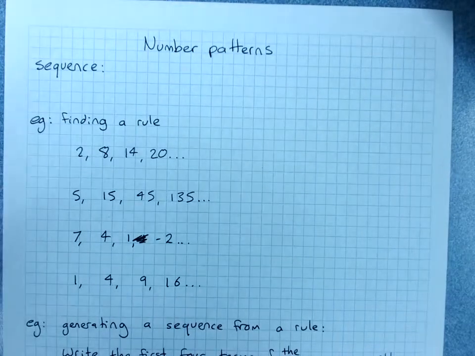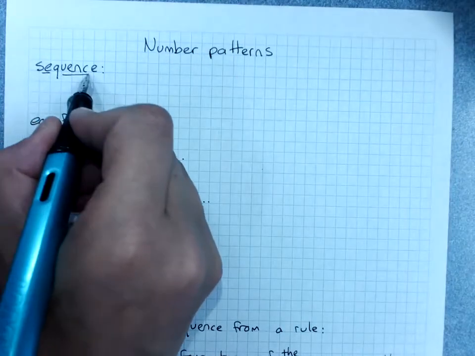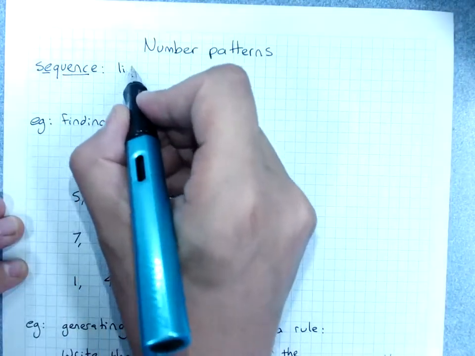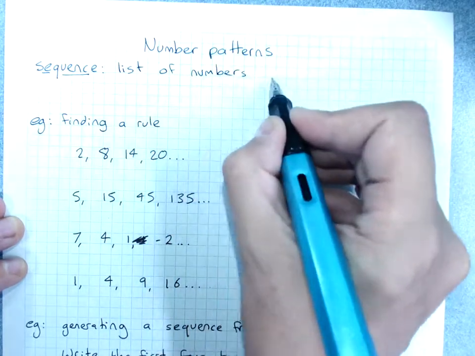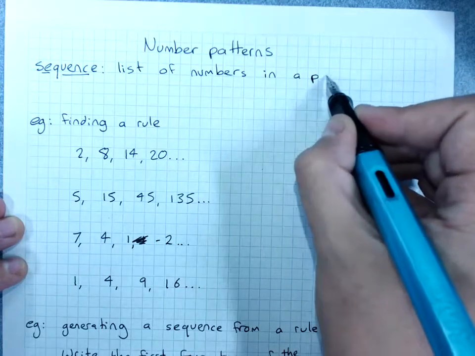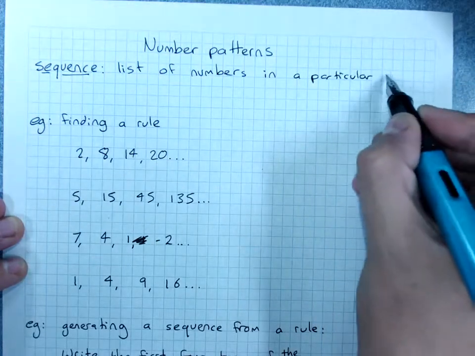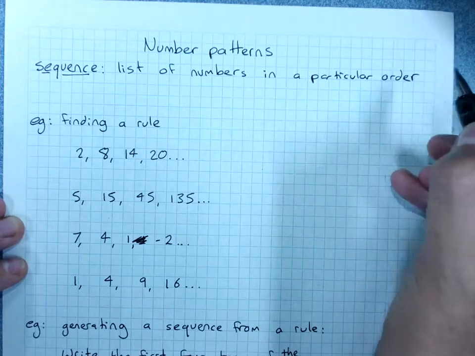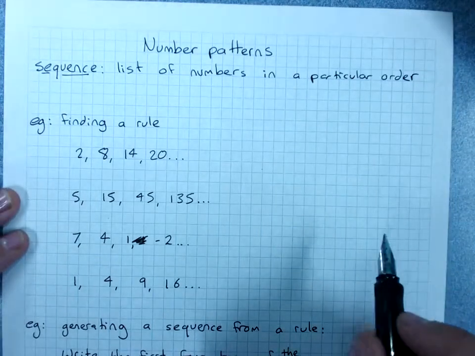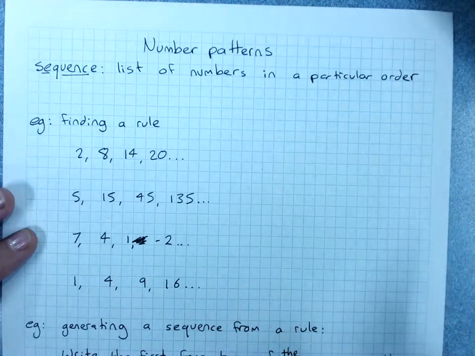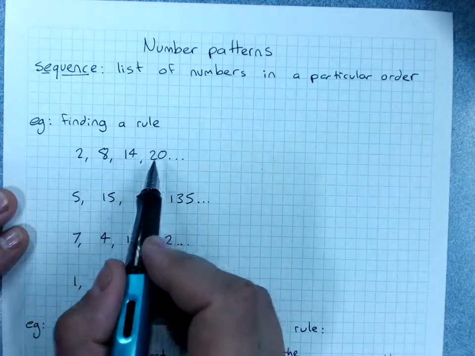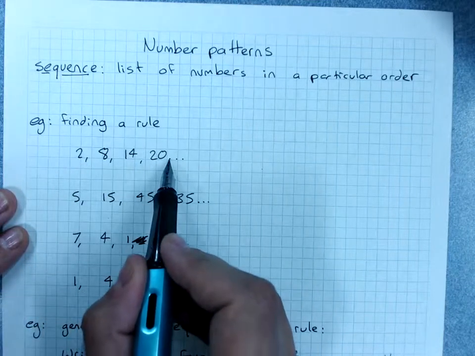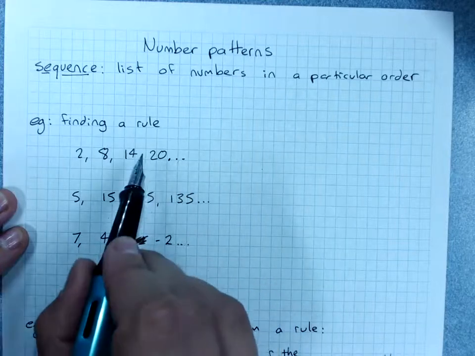Number patterns. What we think of as a number pattern is in maths called a sequence, and it's just a list of numbers in a particular order. And the numbers in the pattern are called the terms. So, this is how we write a number pattern. Each term separated by a comma and an ellipsis, 3 dots at the end to show this keeps on going.